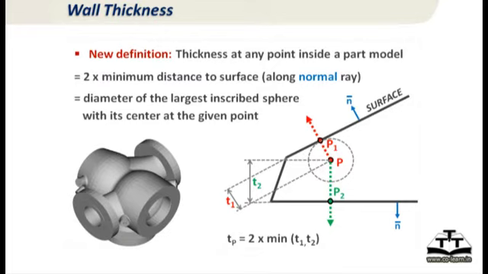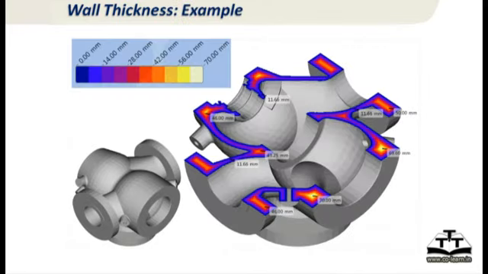You got this? Diameter of the largest circle that is centered at that particular point where you want the thickness value and lying within the part. With this definition, yes, that is why 2 is there.